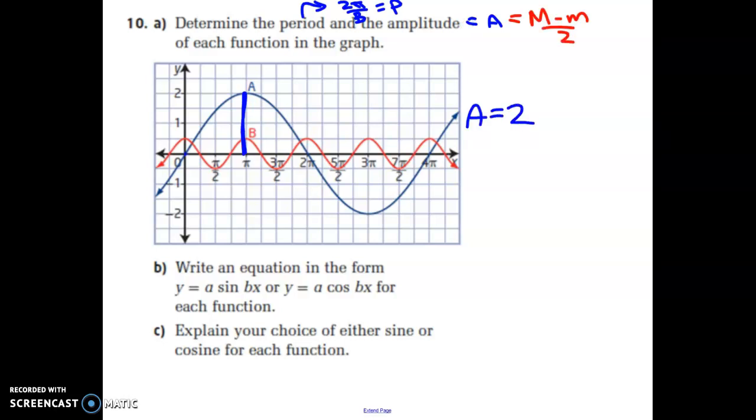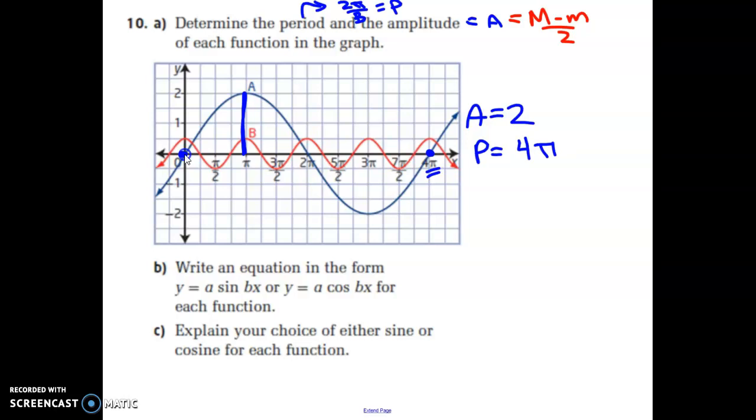Let's look at the period of the blue graph. So the period is when it completes one full cycle. I see that this blue graph is starting right there at 0, and the time it takes to go up, down, and come back to its starting point is 4 pi. So here the period is 4 pi for the blue graph.